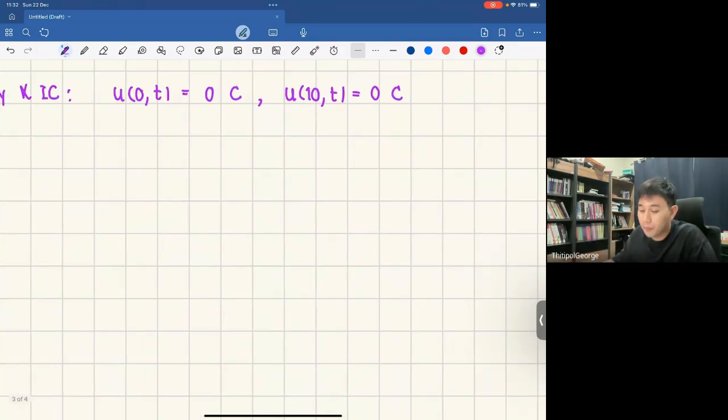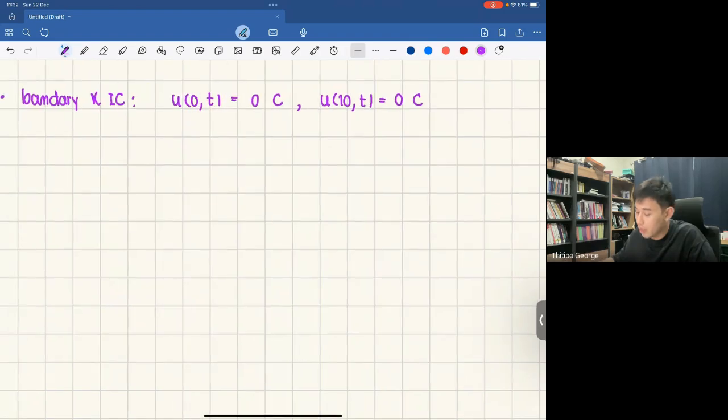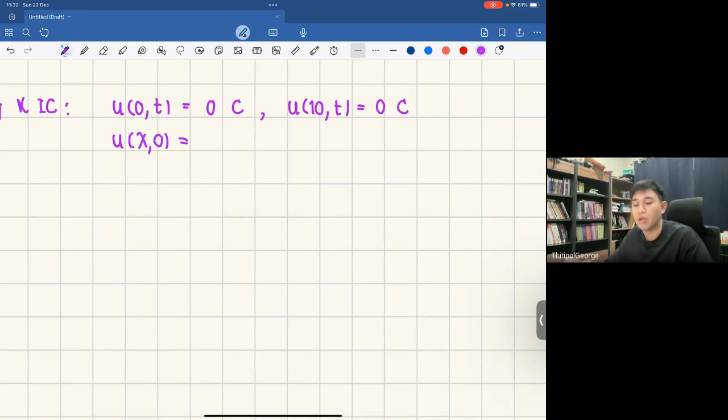And then we have u(x,0), or at time equal to 0, we have 100 sine(pi x over 100) Celsius as our initial temperature distribution. That's what we have for boundary and initial conditions.